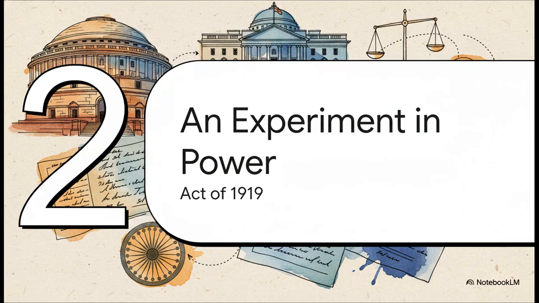So, as you can imagine, that first little step wasn't enough. The demands for reform just got louder and louder. Which brings us directly to our second act, the Government of India Act of 1919. You might also hear this one called the Montagu-Chelmsford Reforms. This wasn't just another small step. This was a much bigger, much more complicated experiment in power.